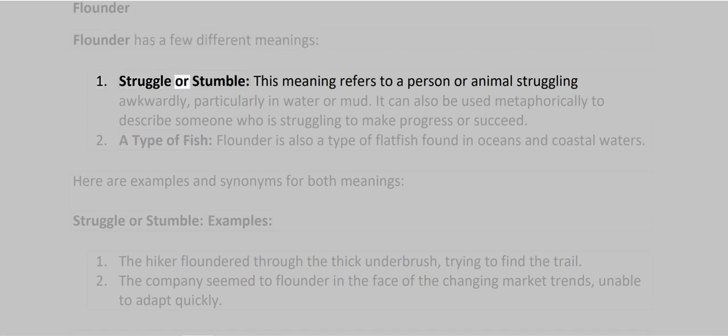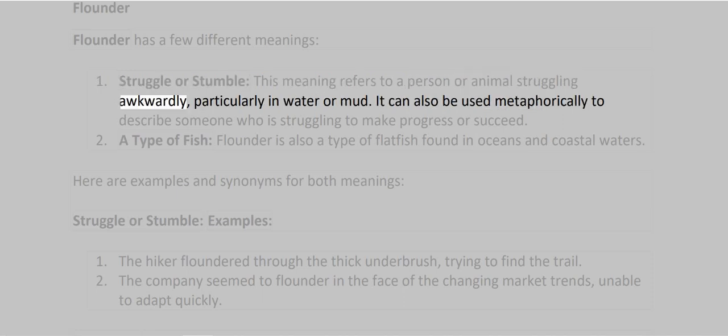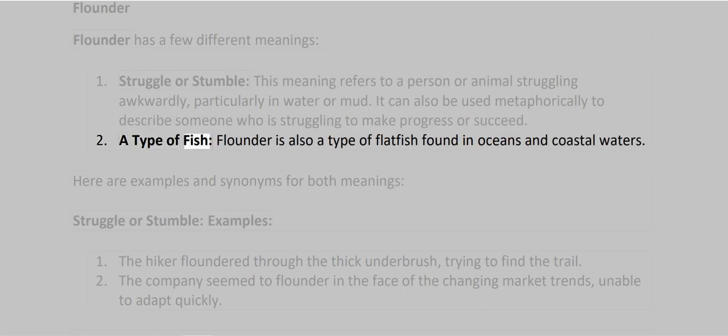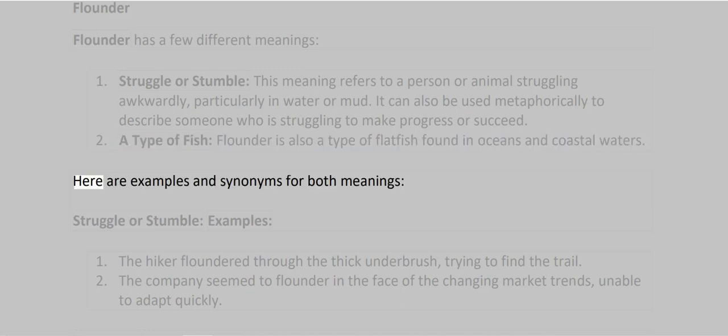1. Struggle or stumble. This meaning refers to a person or animal struggling awkwardly, particularly in water or mud. It can also be used metaphorically to describe someone who is struggling to make progress or succeed. 2. A type of fish. Flounder is also a type of flatfish found in oceans and coastal waters. Here are examples and synonyms for both meanings.